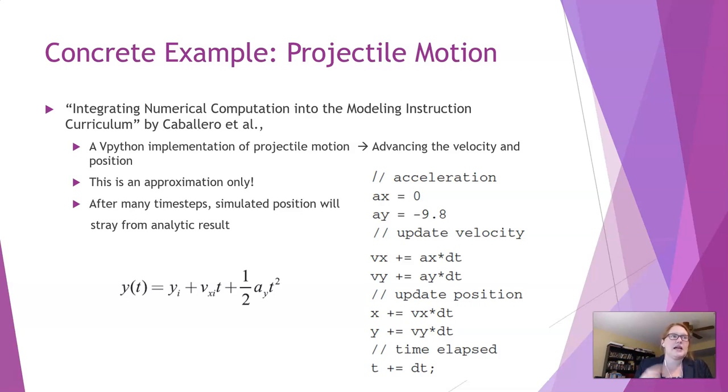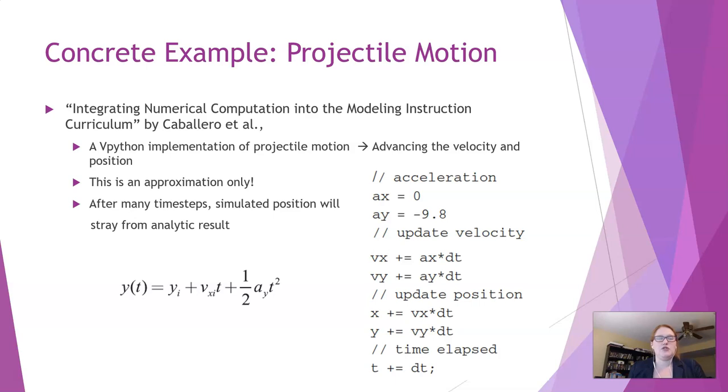And after many time steps, when the position and the velocity are updated, they're going to find that the solution starts to deviate from the analytical result, which you would get from using the equation that's right here on the screen for the final position. And so it strays from the analytical result, and they're asking students to investigate why.